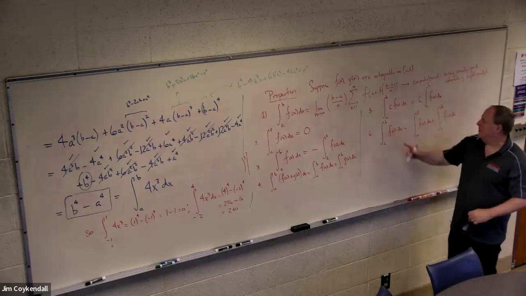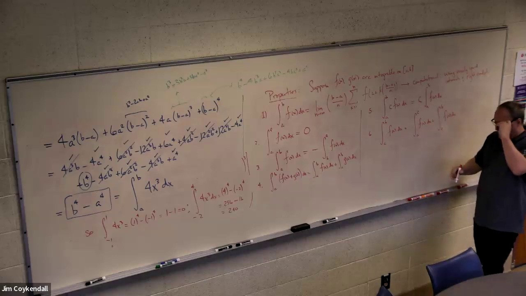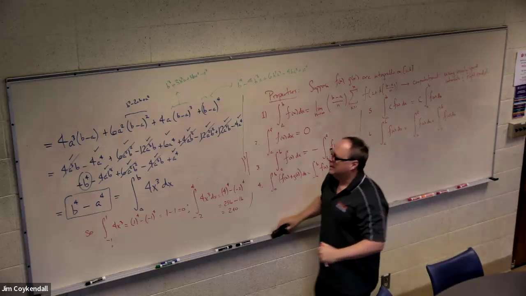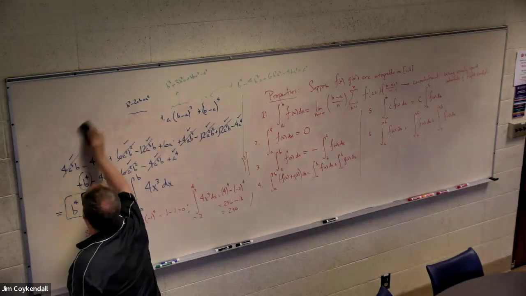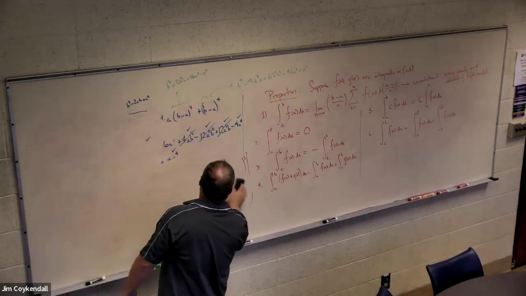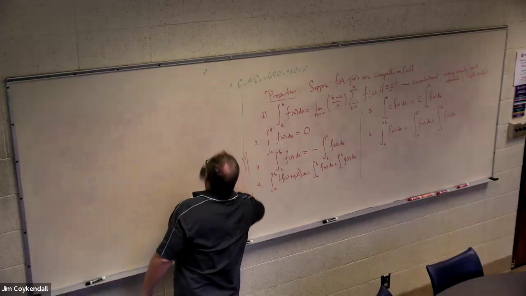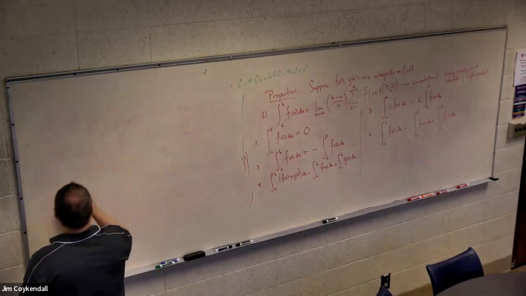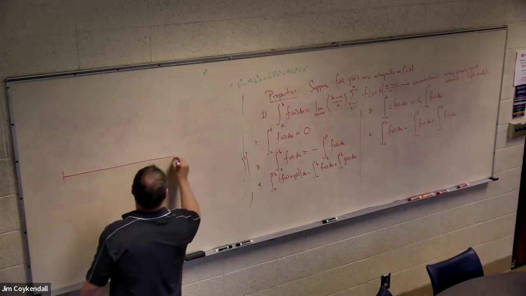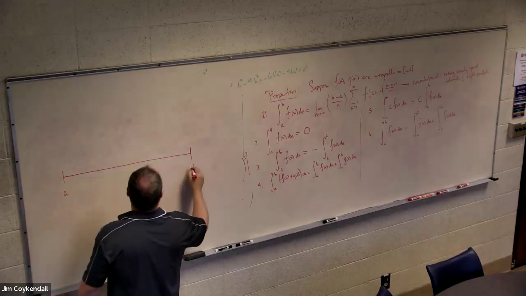Integrating something from a to b is integrating it from a to c and then from c to b. Now, let me give you the obvious version of this theorem. And again, this isn't a proof. I'm just going to hopefully build your intuition a little bit. Intuitively, this is what this says.